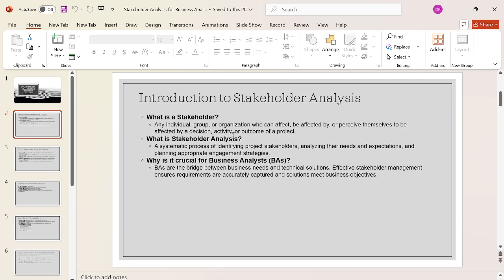Okay, and then why is it crucial for the business analyst? We know very well, BAs are the bridge between the business need and the technical solutions. They affect stakeholder management to ensure the requirements are accurately captured and meet the business objective. We know the business analyst is the gap between the business team and the development team, so the business analyst should know if they have any requirement, or if any regulatory changes come.